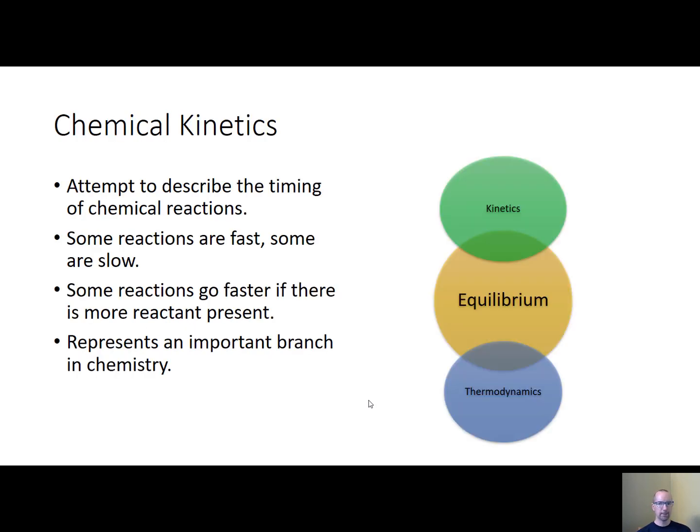So chemical kinetics, it's the topic of the week, and basically what we're trying to do is describe the timing of chemical reactions. So some are fast and some are slow. Some reactions go faster if you have more stuff in it. For some reactions, putting more stuff in it doesn't have any effect on the rate of the reaction. But what it does do is it represents a very important branch of chemistry.